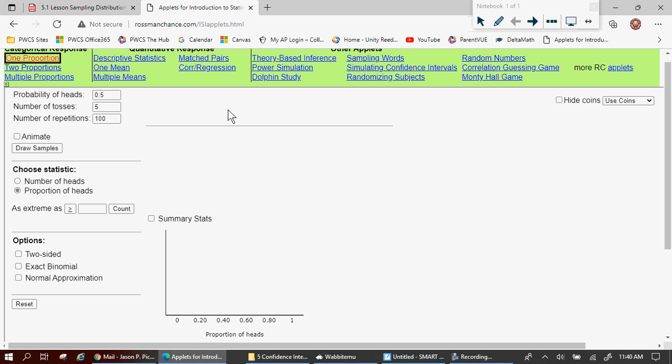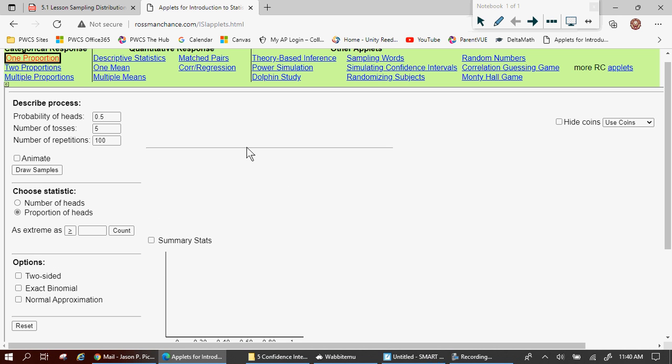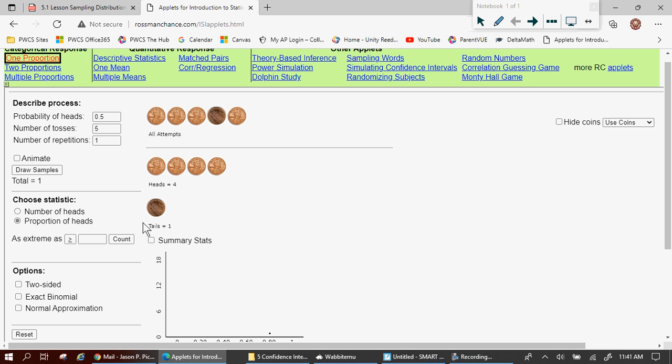So I have this applet here that I did not create, that I borrowed. So we are flipping a coin. The probability of getting a heads when I flip a coin is 0.5. I'm going to toss 5 coins, and right now I'm going to repeat this once. So I'm going to get a sample of 5 coins, and we're going to find the proportion of heads. So the number of heads divided by the number of tosses. So I can draw one sample, and you can see I got 4 heads out of 5.